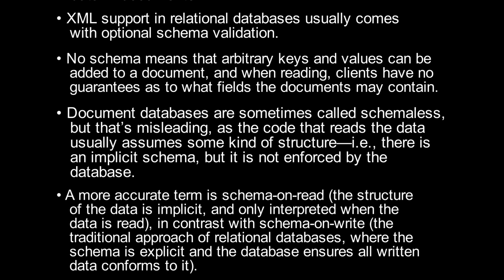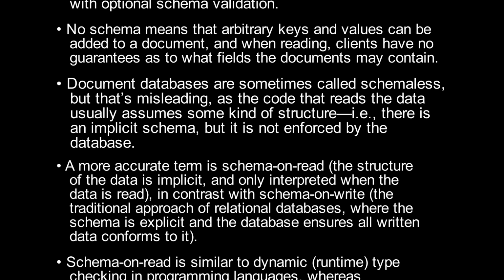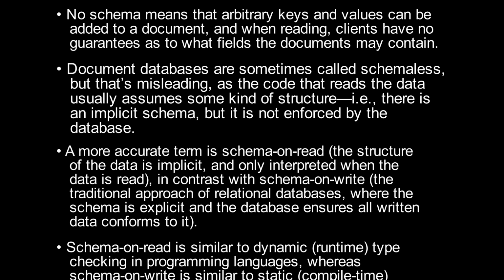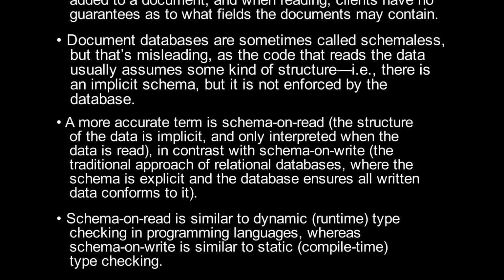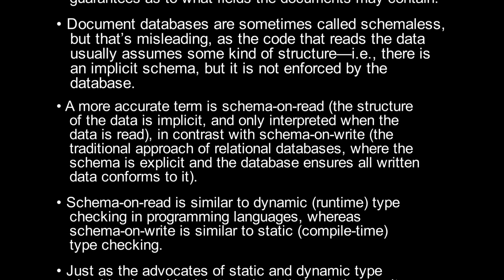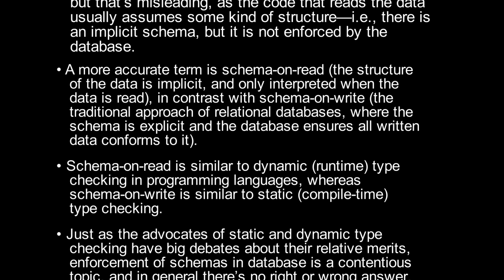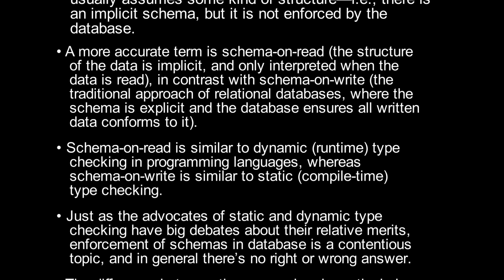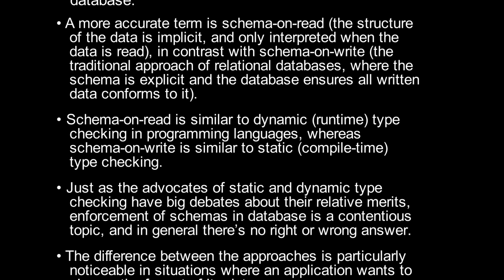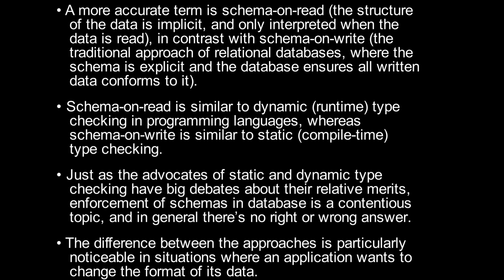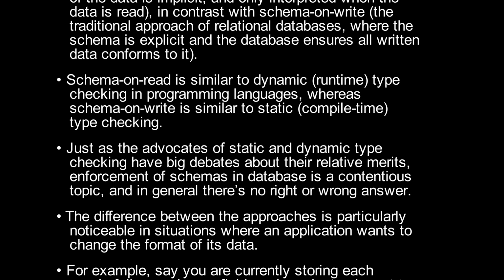The structure of the data is implicit and only interpreted when the data is read, in contrast with schema on write, the traditional approach of relational databases, where the schema is explicit and the database ensures all written data conforms to it. Schema on read is similar to dynamic runtime type checking in programming languages, whereas schema on write is similar to static compile time type checking. Just as the advocates of static and dynamic type checking have big debates about their relative merits, enforcement of schemas in database is a contentious topic, and in general there's no right or wrong answer.